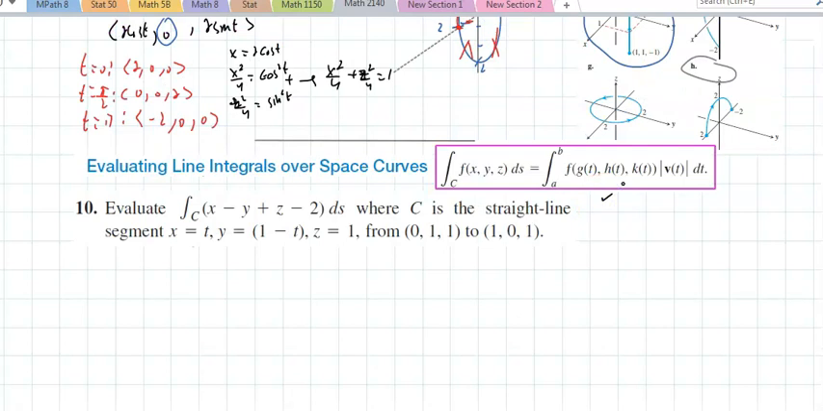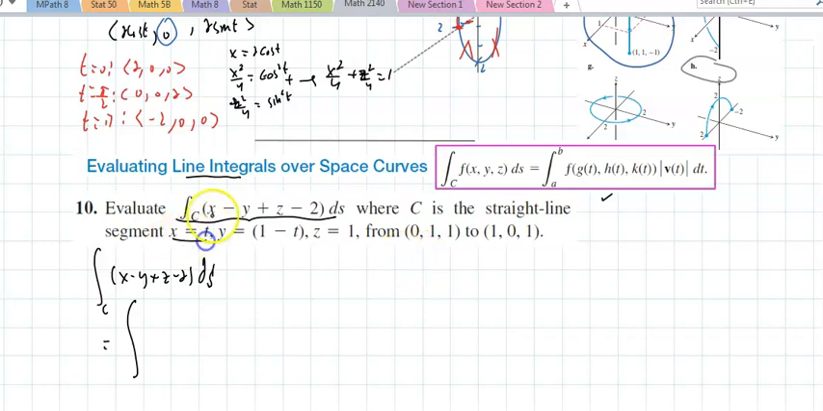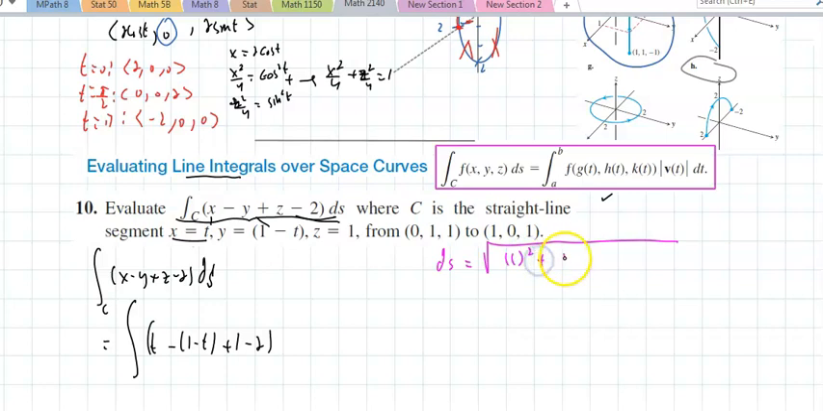If I'm talking about the integral of f of x, y, z, which is evaluating a line integral, over C of x minus y plus z minus 2 ds. Well, I need two components. One, that's going to be the integral, and I notice x is t, y is 1 minus t, and z is 1. ds I need to figure out. Well, ds is the square root of dx dt squared plus dy dt squared plus dz dt squared.